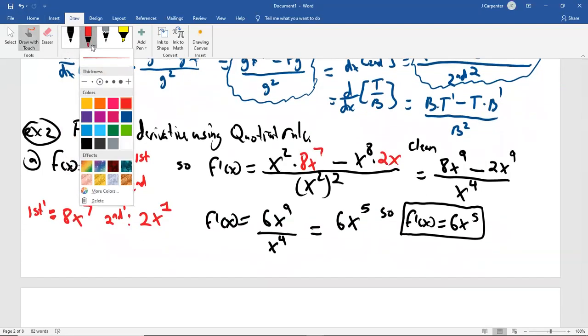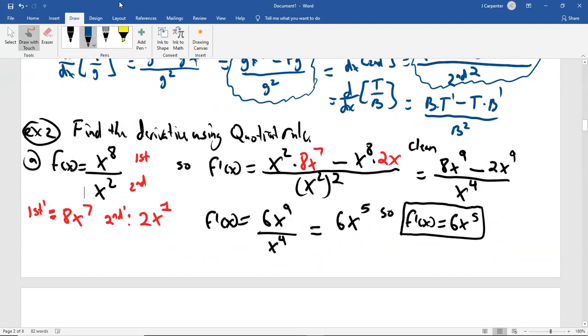So now let's say, I don't trust you. I'm not taking the leap of faith. You just gave me a formula. Do you trust this? So let's go back to the original function, which was x to the 8th over x to the 2nd. You can simplify that. Top and bottom, subtract the exponents, you get x to the 6th.